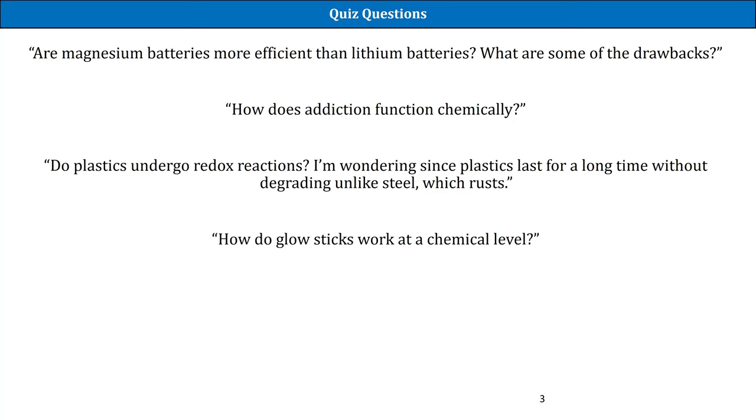So it's a really interesting problem, and one where there's lots of research being done, improving things like discharge rates or keeping voltages constant, things like that.